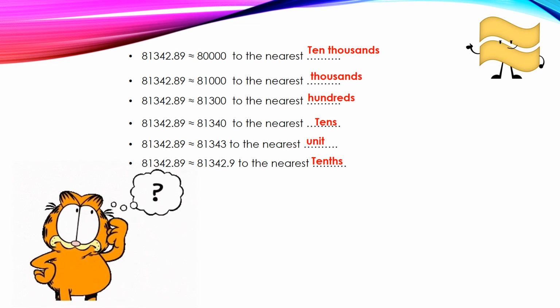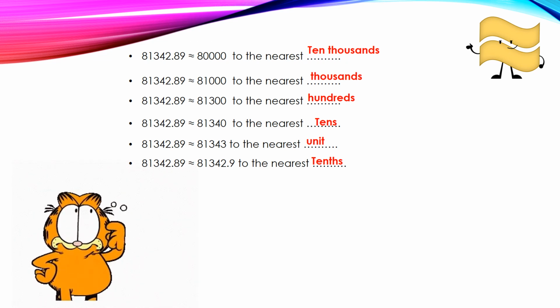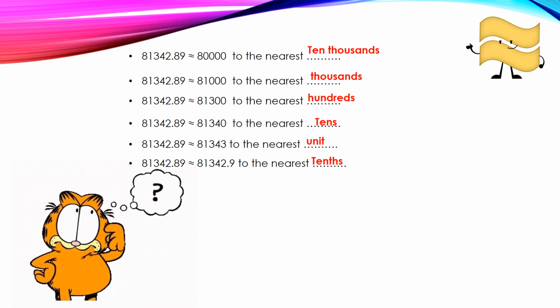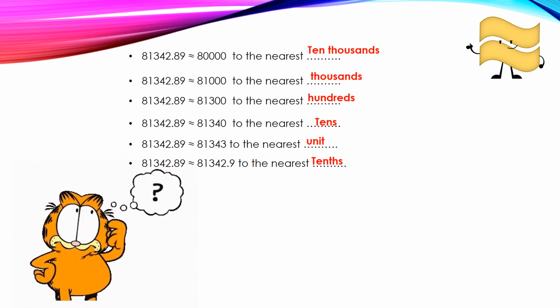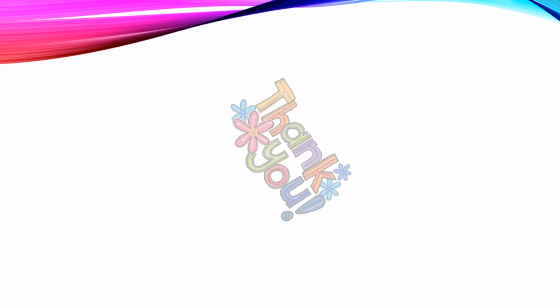What is the place value of the number with 4 zeros? Very good. It's 10,000. Okay, the other question. Count the zeros. What is the place value of the digit with 3 zeros? It's 1,000. The other one. What is the place value of the digit with 2 zeros? 100. What is the place value of the digit with 1 zero? Tens. Here I don't have any zero, so it's units. If I have a decimal, so it's tenths. Okay? Very easy. Thank you.